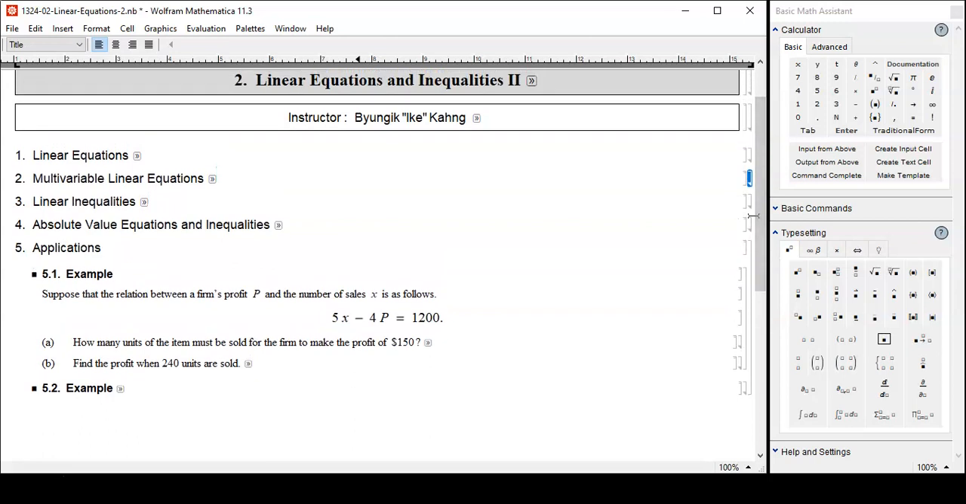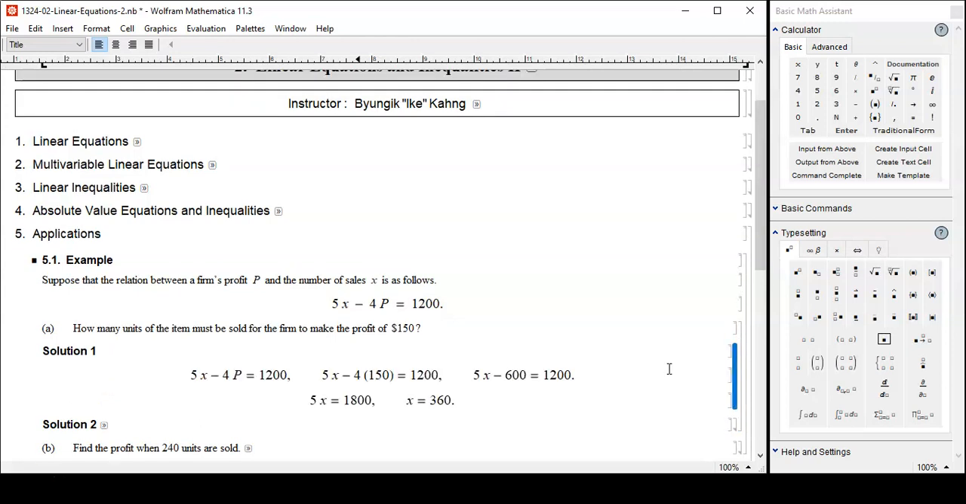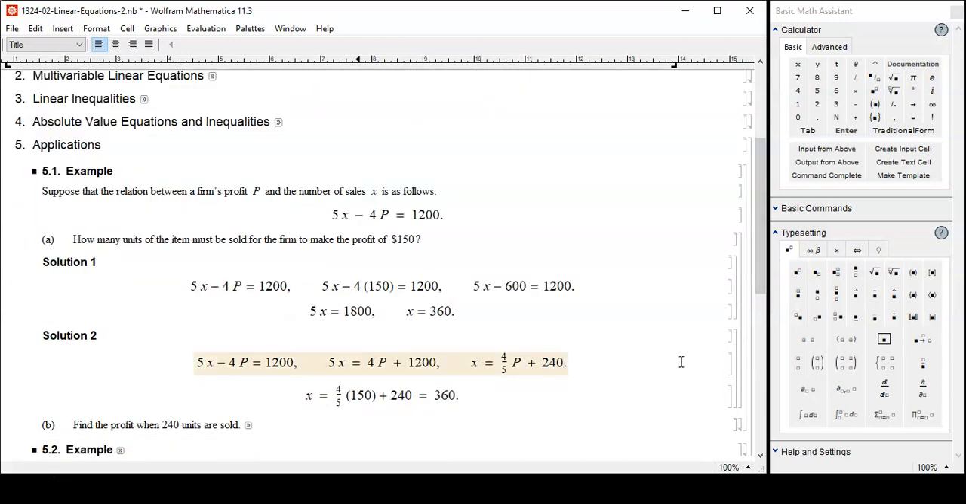Okay, A: how many units of the item must be sold to make a profit of $150? So P is 150. Plug in P is 150, and then we have an equation. So 5x minus 600 is 1200, so you can solve x equals 360. That's one way to solve. Another is to solve for x symbolically, and then plug in P equals 150 in the end. Either way, we get the same thing.